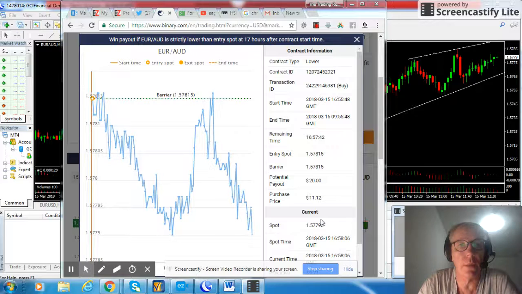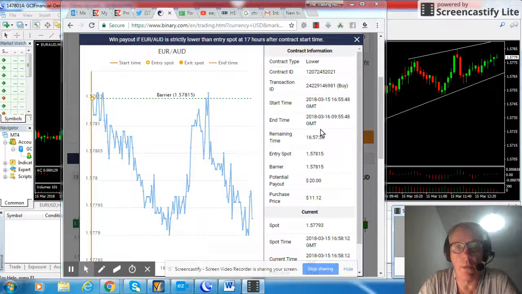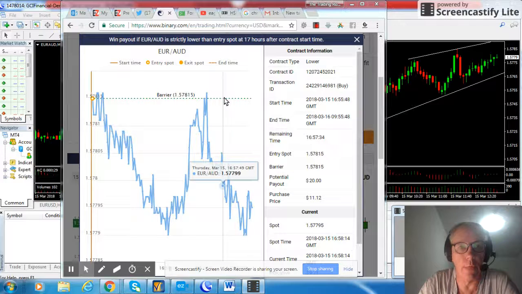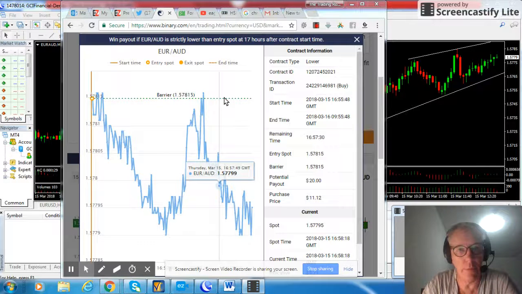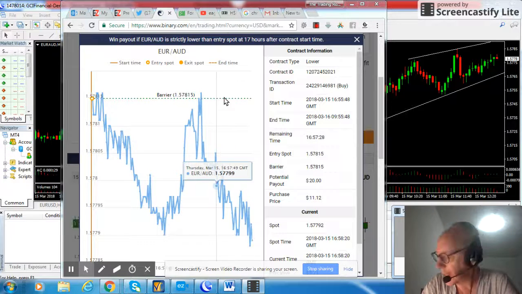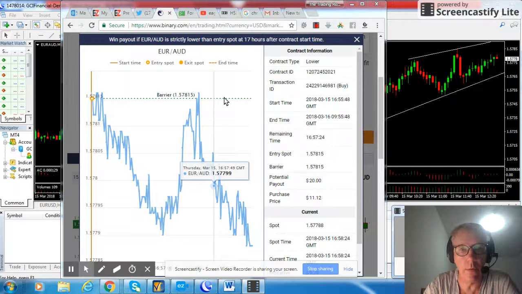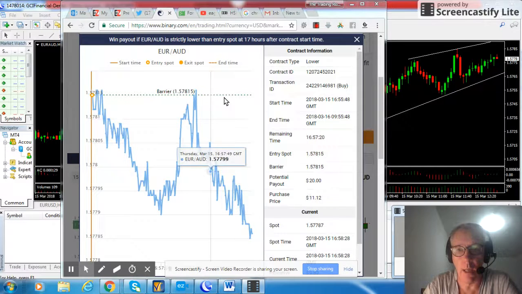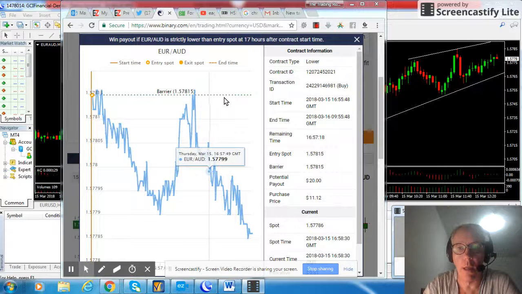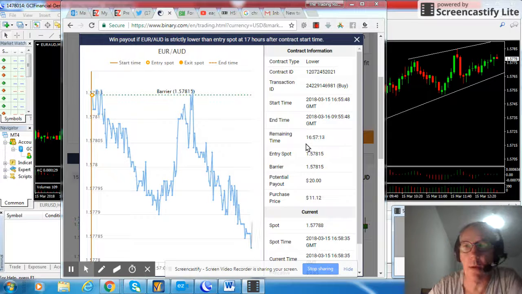I've just entered the Euro Australian here on this trade. You can see the level I got in at, 157.81.5. I've got another position on as well at 157.81.3, so just a couple of ticks under this. And it's going to be on for just under 17 hours from now.